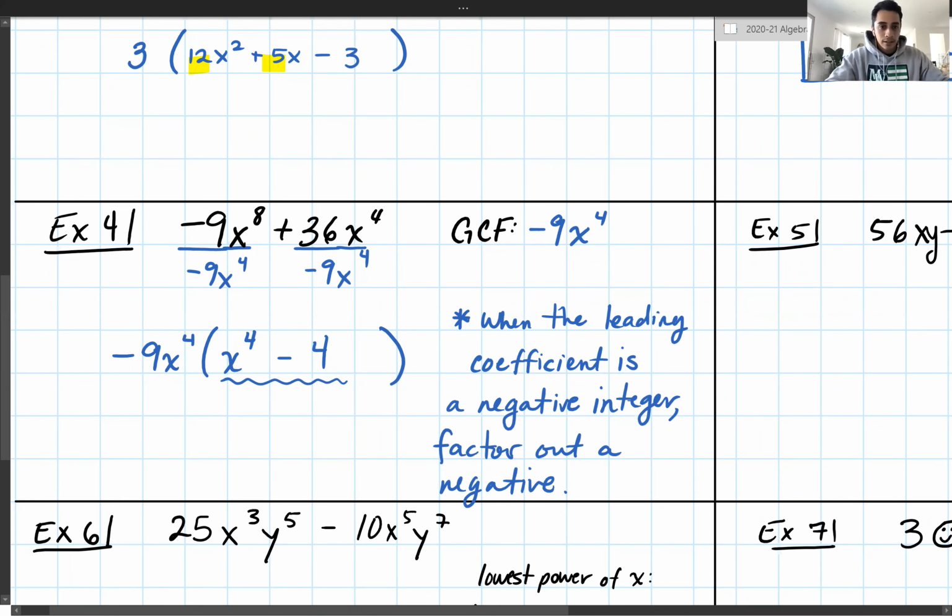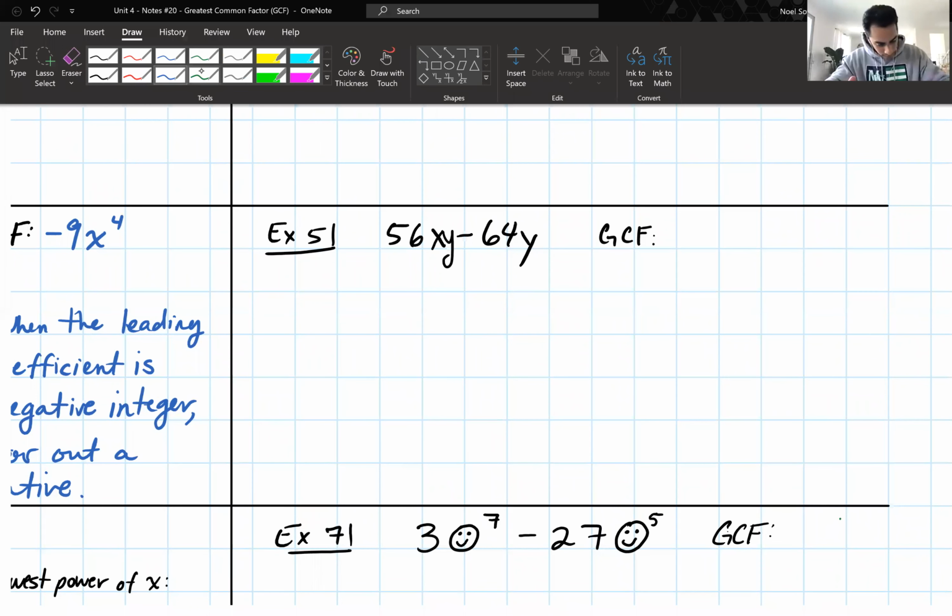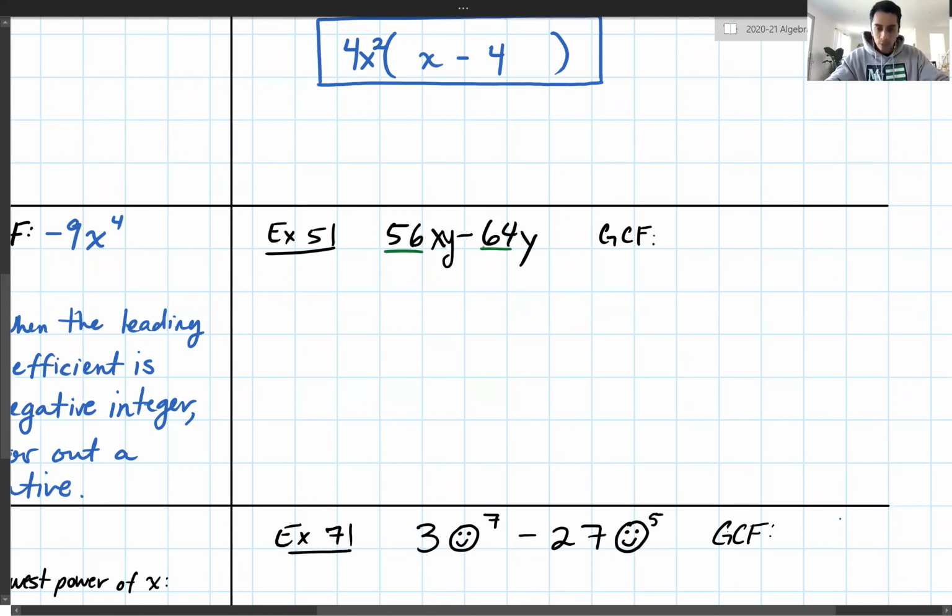All right. Any other questions on example 4? Okay, cool. Let's move on to 5. Okay, so I have 56xy minus 64y. All right, so I have a polynomial here with multiple variables. So first off, let's begin by identifying what could be the GCF between 56 and 64.